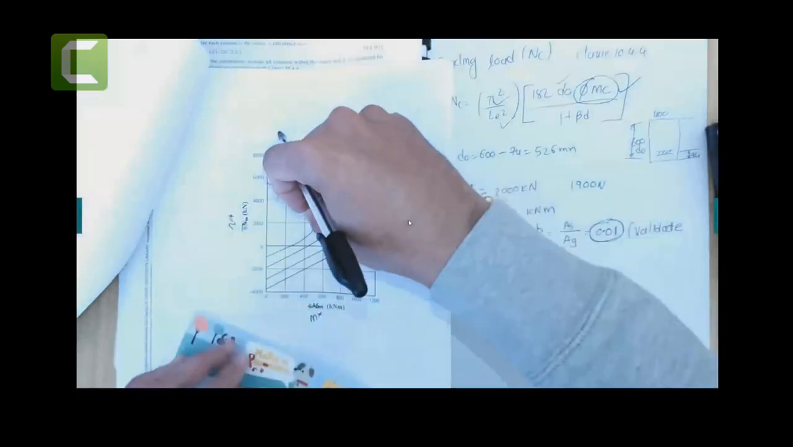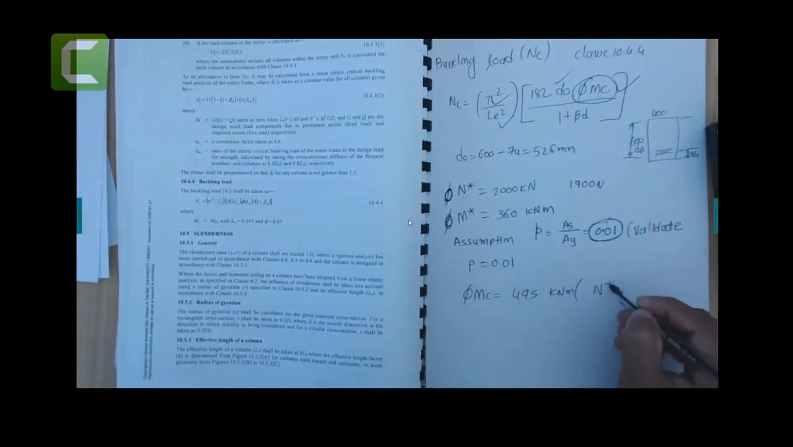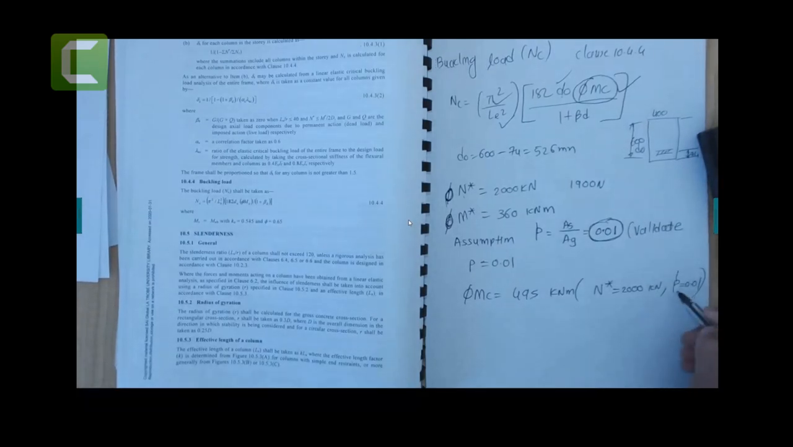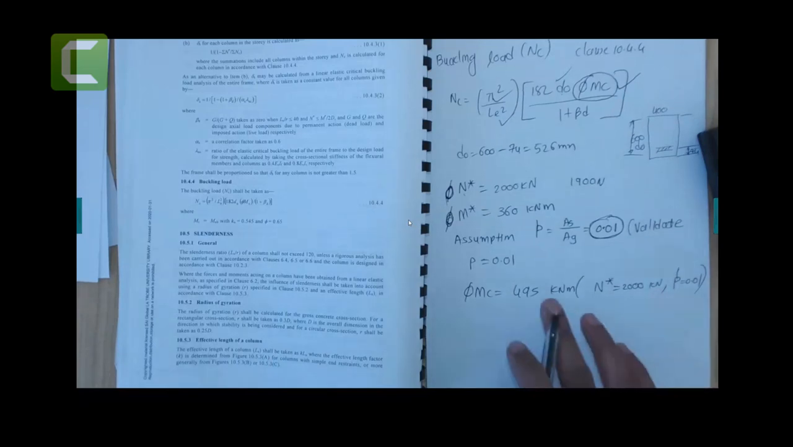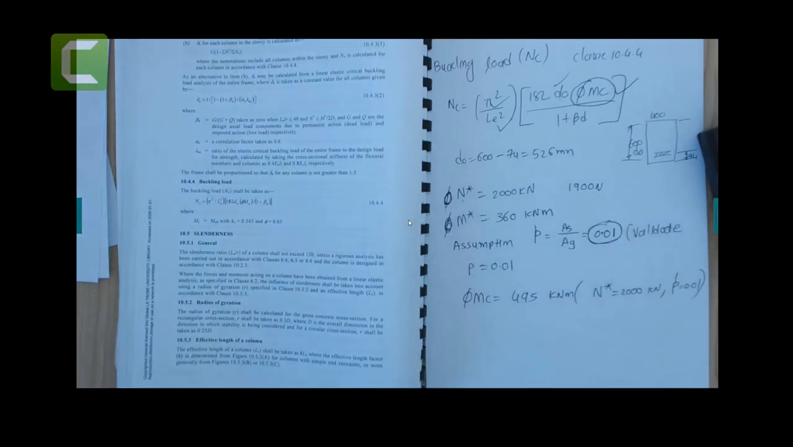If you take a ruler, 2000 is here, and if you draw the line from here, which is the reinforcement, you can find around 496 approximately, your moment capacity. So the capacity that you're going to get is phi M_c equal to 495 kilonewton meters for the given N star value of 2000 kilonewtons, and your rho minimum is 0.01. We validate these assumptions later on. These calculations, 495 kilonewton meters, come from these design charts.